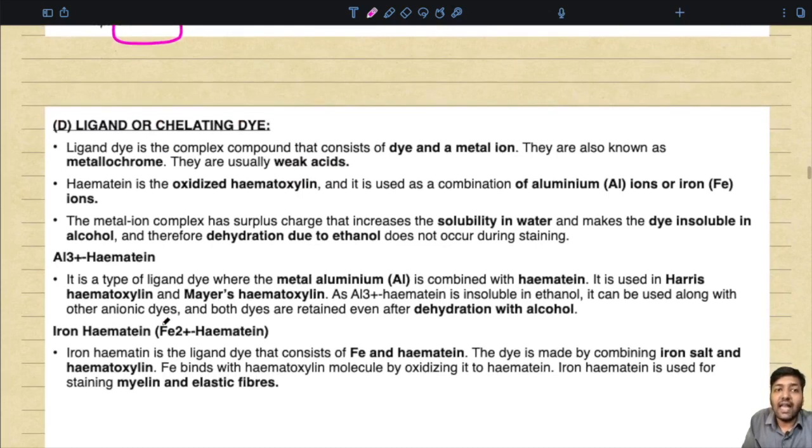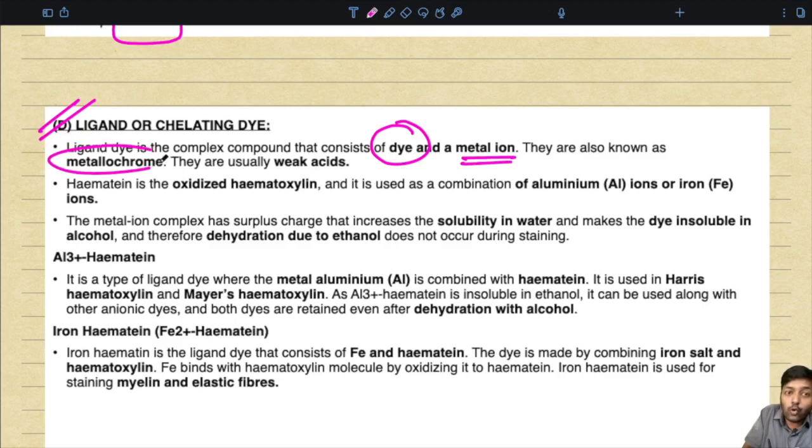Then we have the ligand or the chelating dye. The ligand dye is a complex compound that consists of a dye as well as a metal ion. They are also known as metallochrome. They are usually weak acids, as I have already told you, and they are anionic in nature. So they consist of a dye component and a metal ion. Hematine, which is oxidized hematoxylin, is used in combination with either aluminium ions or iron ions.